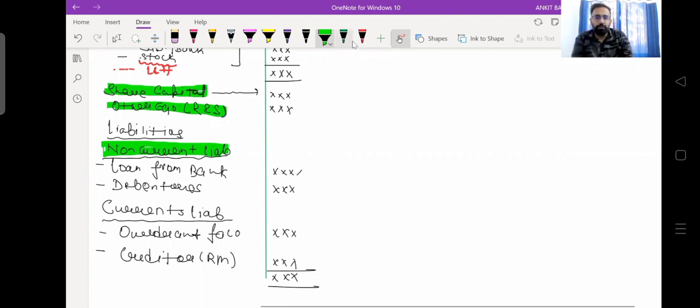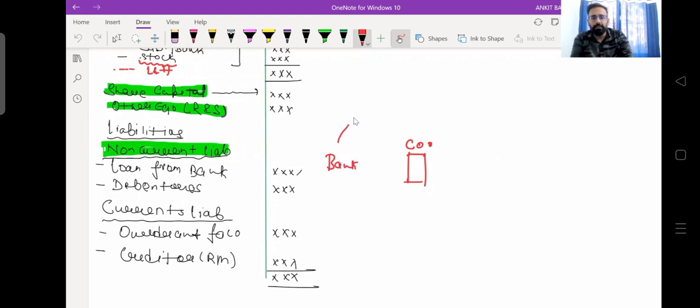Now, if I talk about non-current liability, I will give you an example. Let's suppose you are running a business, and you have borrowed a loan from a bank. This is your company, and you are borrowing a loan from the bank. The bank has given you a loan for 5 years. The maturity period is 5 years. Let's suppose you have borrowed 100 crore from the bank. Here the duration is 5 years.